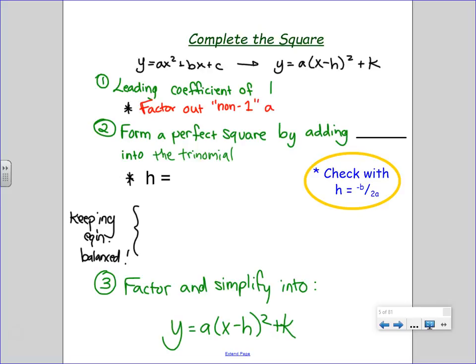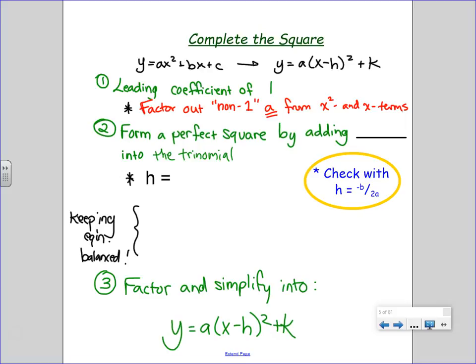Factor out any non-1 A's. That's a weird way of putting it, but basically, as long as A isn't 1, we have to factor it out. Factor out the leading coefficient if it's anything other than 1 from, and here's an important part, the x squared and x terms. What did I not say for that definition?